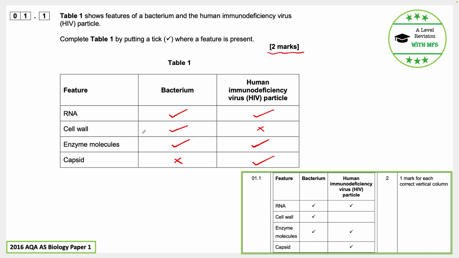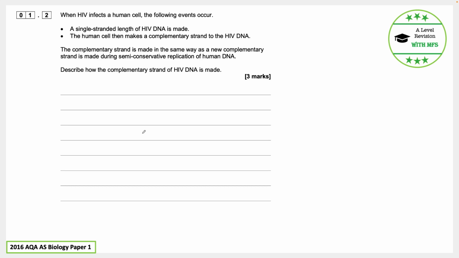For each vertical column that you've got correct, you will get 1 mark. Okay, part 2 of this question says, when HIV infects a human cell, the following events occur. A single-stranded length of HIV DNA is made. The human cell then makes a complementary strand to the HIV DNA. The complementary strand is made in the same way as a new complementary strand is made during semi-conservative replication of human DNA. Describe how the complementary strand of HIV DNA is made, and it's worth 3 marks.